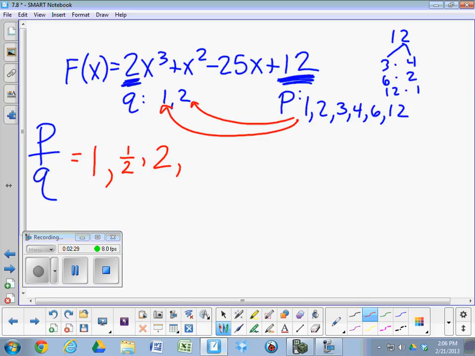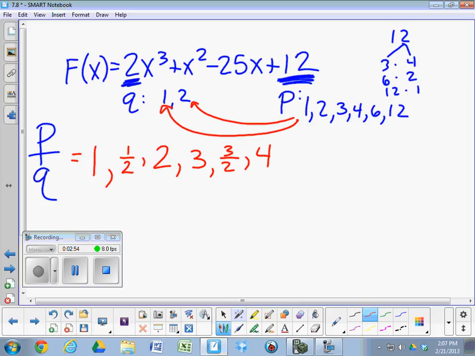So let's move on to the 3. So we have 3 over 1. Have we listed that yet? 3. And 3 over 2. We better list that, right? It's not in the lineup yet. Now let's move on to the 4. 4 over 1. 4 over 2. Just say already have it, if we already have it.